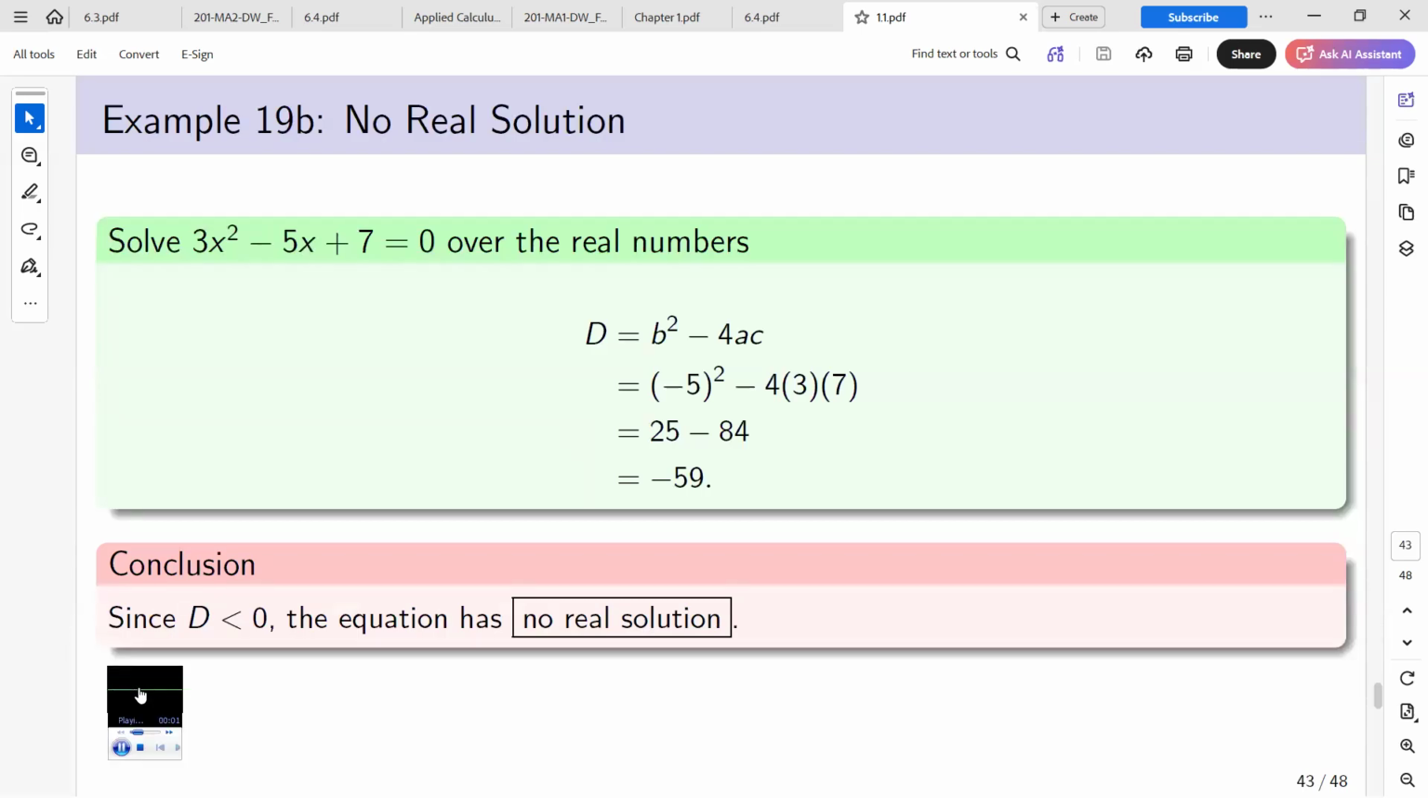There is no need to finish substituting into the quadratic formula. A negative discriminant means the square root is not real, so there are no real roots.